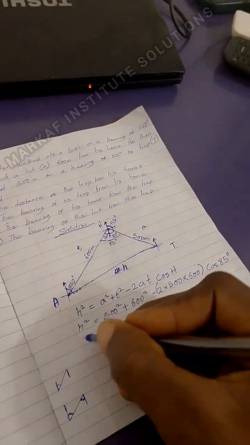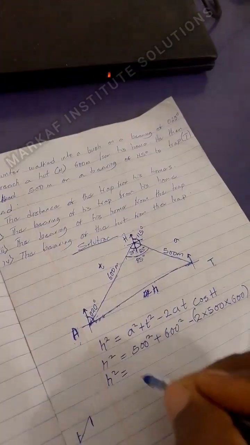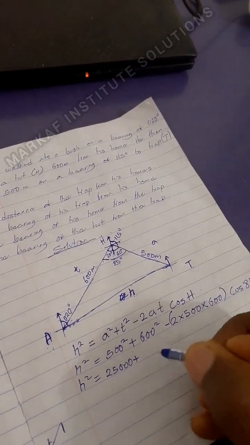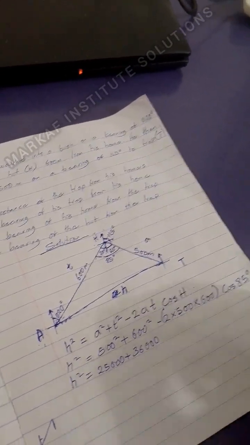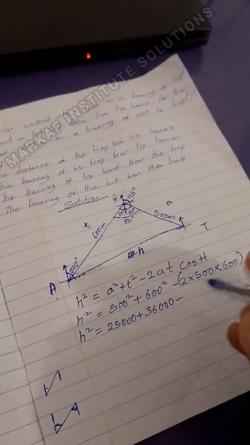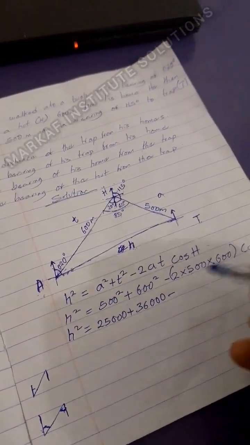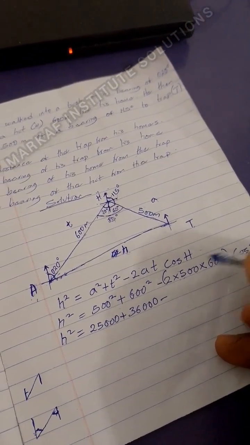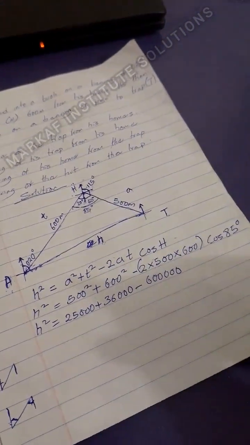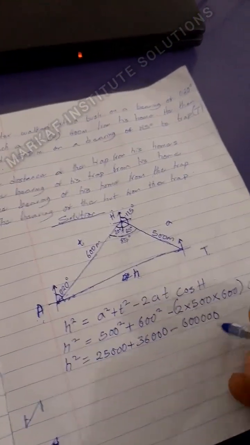Then you solve this mathematically. You say h squared equals, you find 500 squared, which gives 250,000, plus 600 squared, which gives 360,000, minus, we multiply all this together: 2 times 500 times 600. 500 times 600 gives 300,000, times 2 gives 600,000, cos. So 600,000 times cos 85.